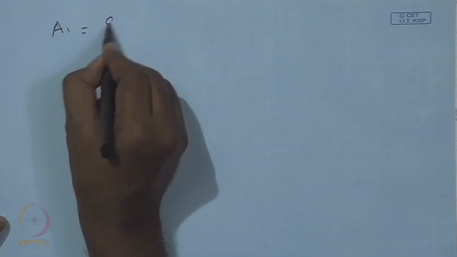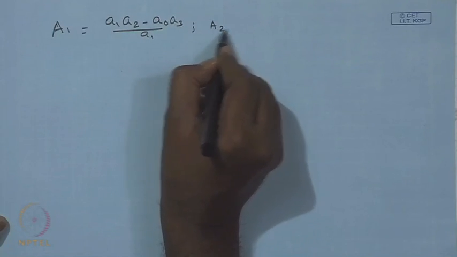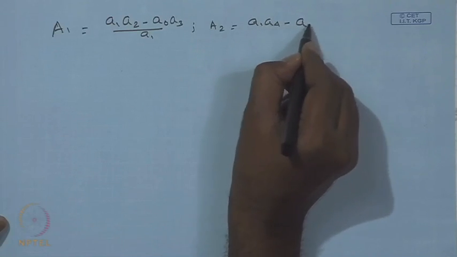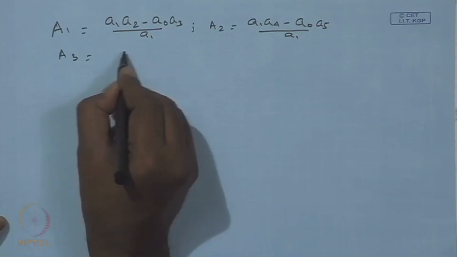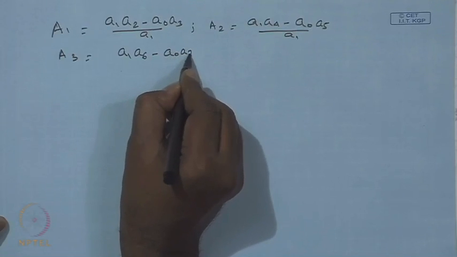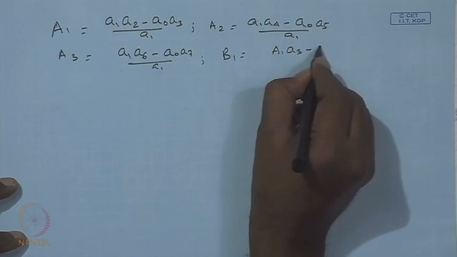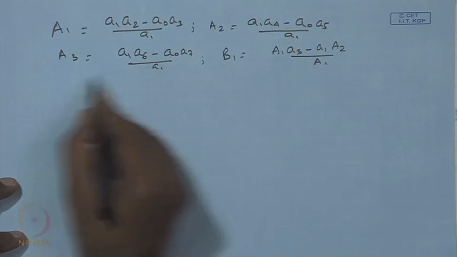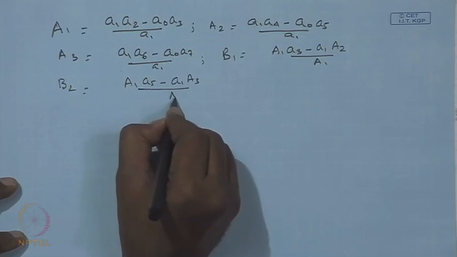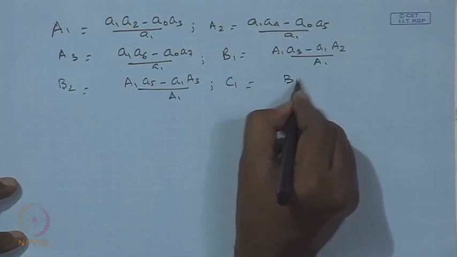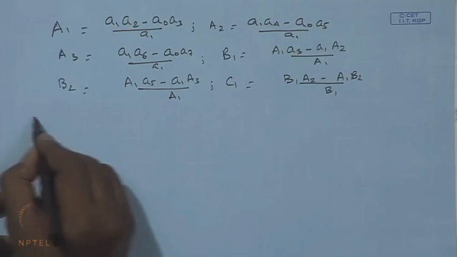So, we write A1 as (a1 a2 minus a0 a3) divided by a1, A2 as (a1 a4 minus a0 a5) divided by a1, A3 as (a1 a6 minus a0 a7) divided by a1. We write B1 as (A1 a3 minus a1 A2) divided by A1, B2 as (A1 a5 minus a1 A3) divided by A1, C1 as (B1 A2 minus A1 B2) divided by B1 like that. Now, examine the first column.